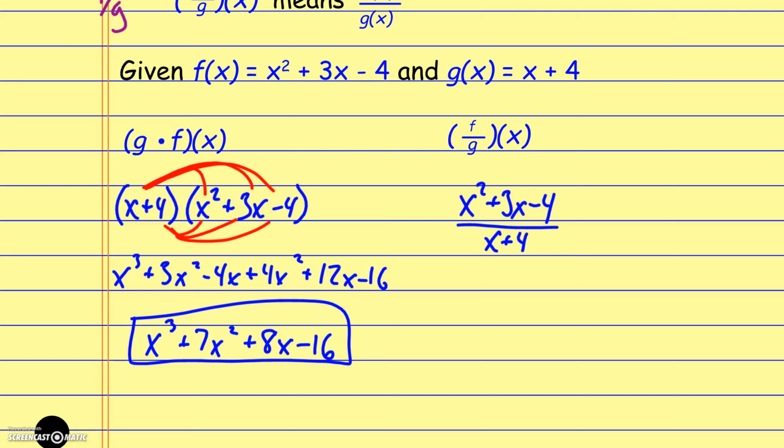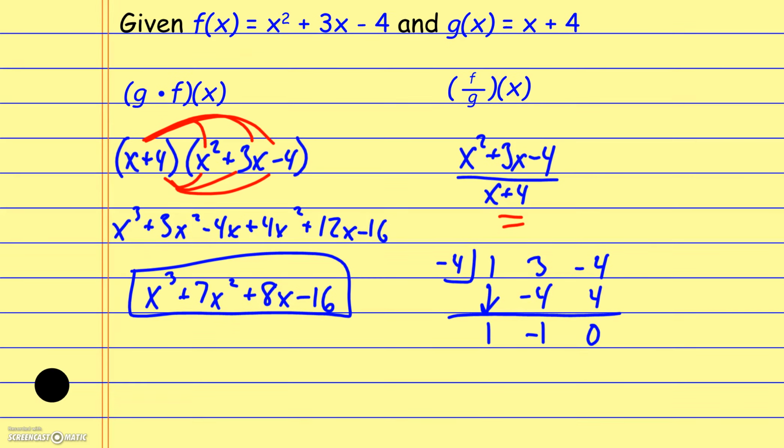For synthetic division, I take the opposite of this number right here and put it in my box. So I put the negative 4 in the box, and I write down my coefficients, 1, 3, and negative 4. And now I bring this down, and I multiply, and I add straight down, and I multiply, and I add straight down. And now I have to interpret this answer. Because I started with an x squared and divided by an x to the first, this interprets into 1x minus 1, and that's what I get when I divide. There doesn't happen to be a remainder this time. If there was, I would put it over the thing I was dividing by.